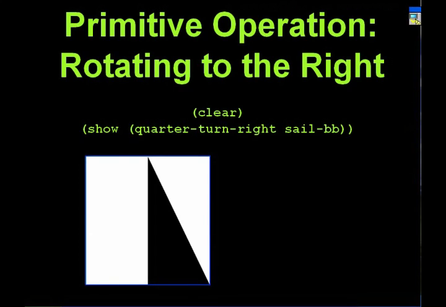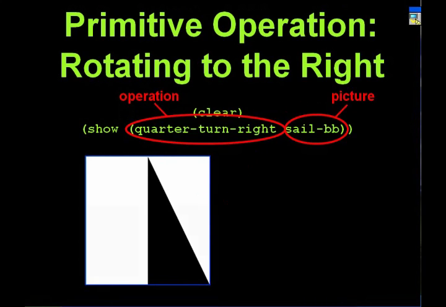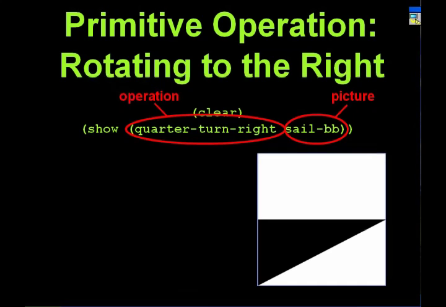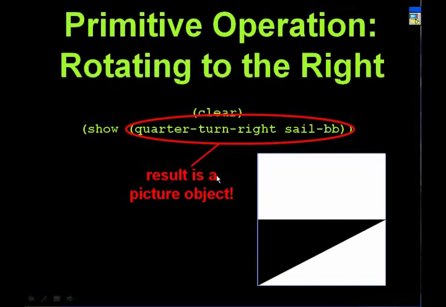Then you can do, for example, show quarter_turn_right sail_bb. Now this thing here is sail_bb, remember? So when you do quarter_turn_right sail_bb, you're applying an operation onto the picture object. This operation is defined inside there. What this will do is obviously turn the picture to the right. So essentially you have this picture object, you apply an operation on the picture object, the whole thing returns a new picture object, which is the original object turned to the right, and then you show it. This is the result.